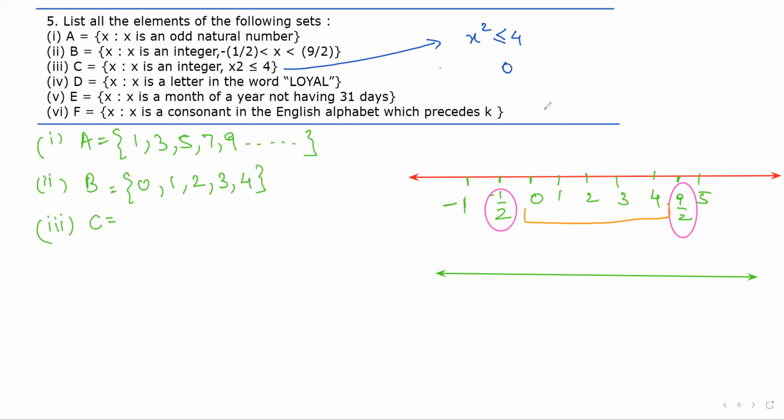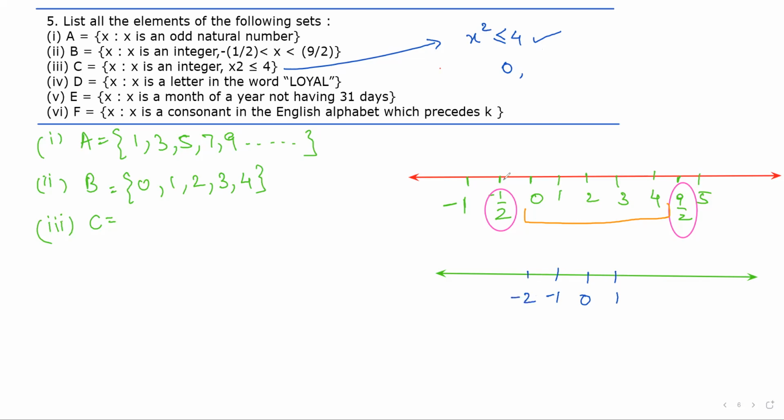If you place 0 on the number line, 0² is 0, which is less than 4, so the condition is true. All the values on the number line which are integers and for which this condition is true will be there in your roster form. Such values will be the elements of the set. Next, you have 1 on the right and -1 on the left. -1 squared is 1, which is also less than 4, and 1 squared is 1, which is also less than 4.